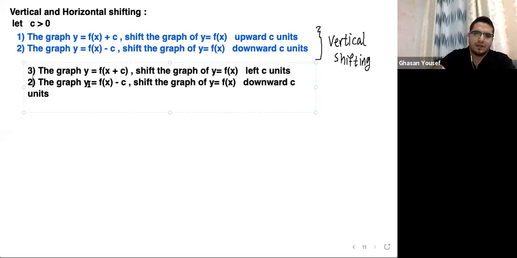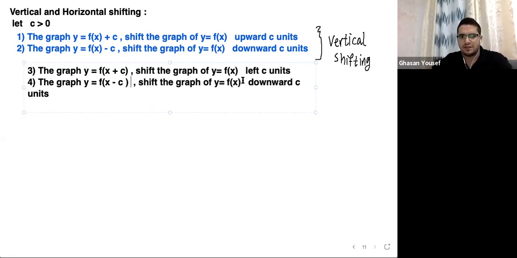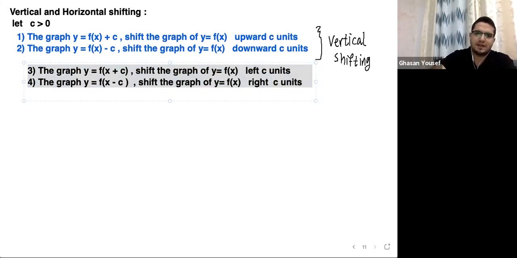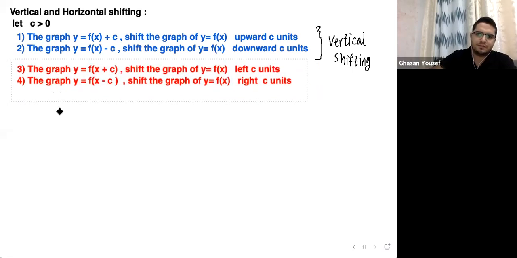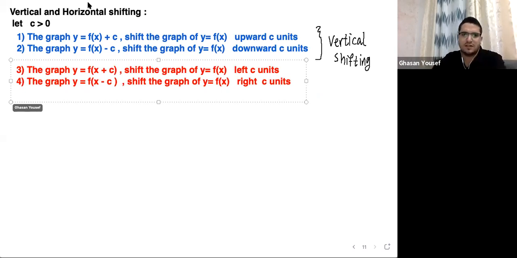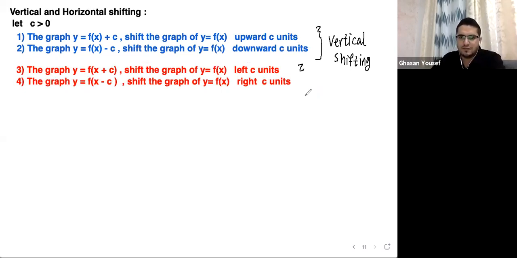3, and this is 4. Again, the graph of y equal f of x minus c, but the minus is inside the parentheses. To graph the function y equal f of x, we have to shift it to the right c units. So this is horizontal shifting.